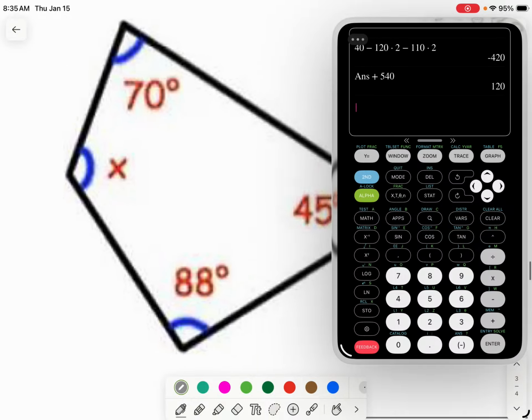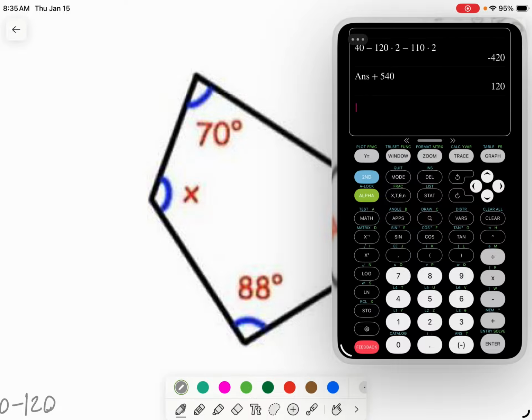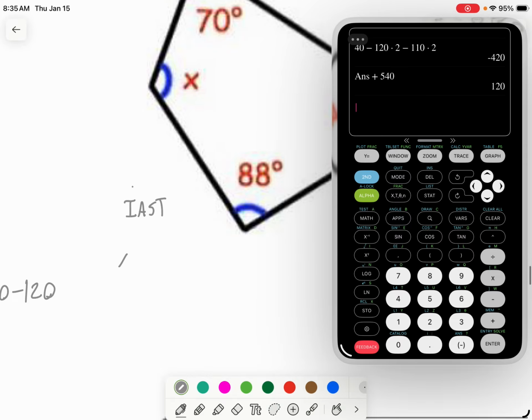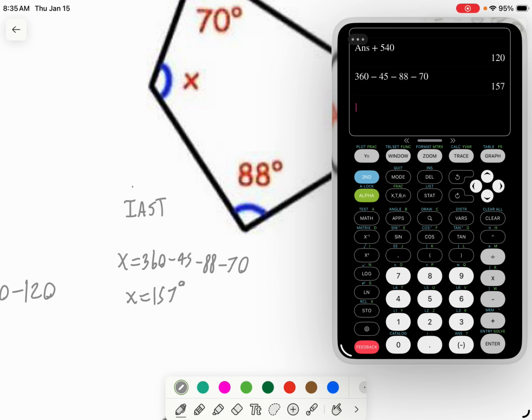This is a four-sided figure, 1, 2, 3, 4, and so I know that it sums to 360 using the IAST. And notice how I'm using different acronyms; you might change it. It's fine to describe it on your own, but the idea is to communicate how you know. 360 minus 45 minus 88 minus 70. Enter. X is 157 degrees.